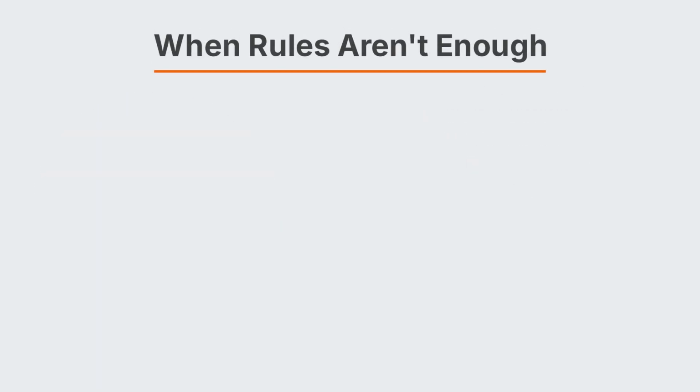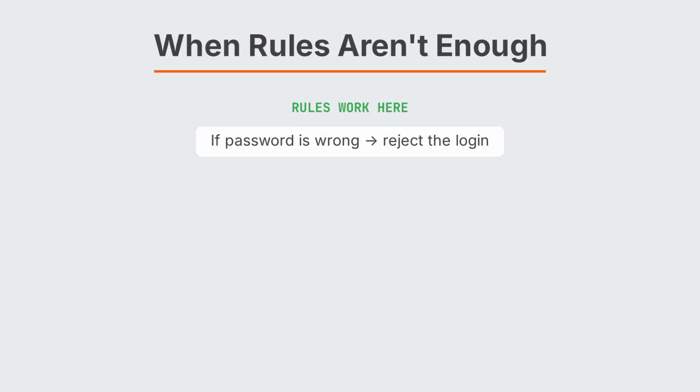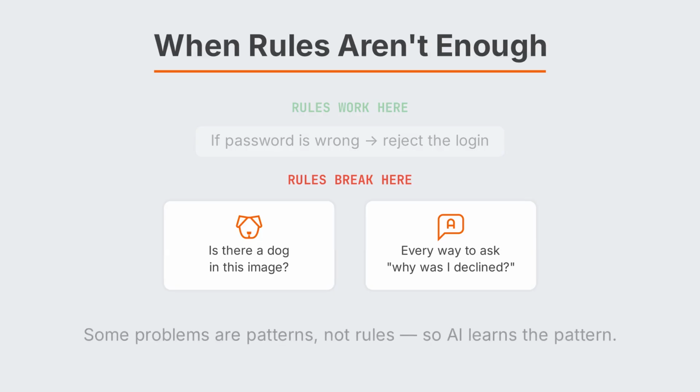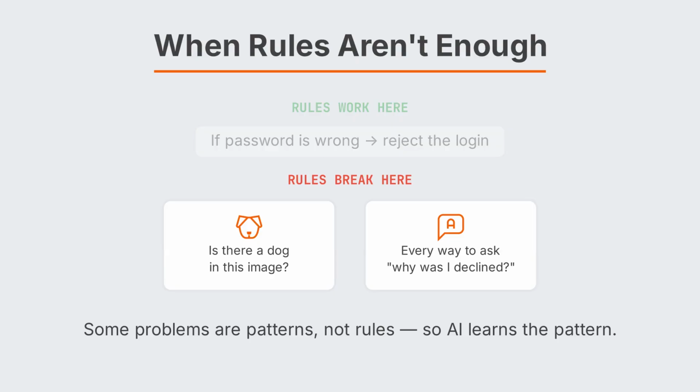So, why not just write the rules? Traditional software is excellent when you can. If the password is wrong, reject the login. But how would you write if-else statements for every image that might contain a dog? Or for every way a customer might ask why their payment was rejected? Some problems are patterns, not rules. AI learns the pattern instead.